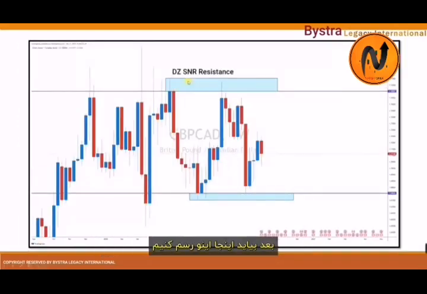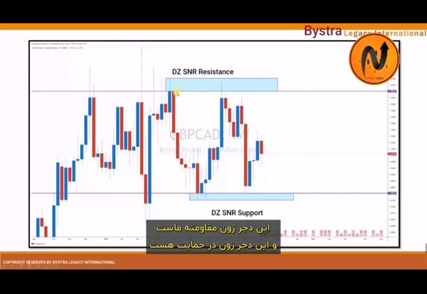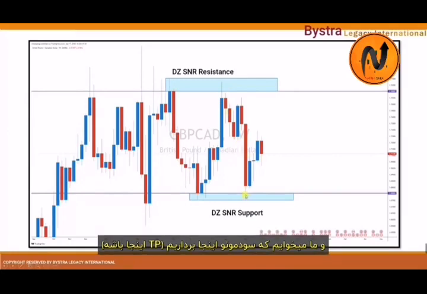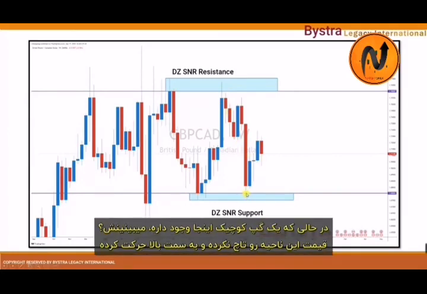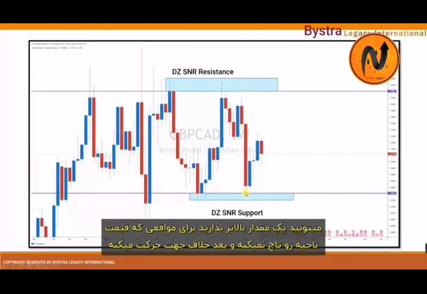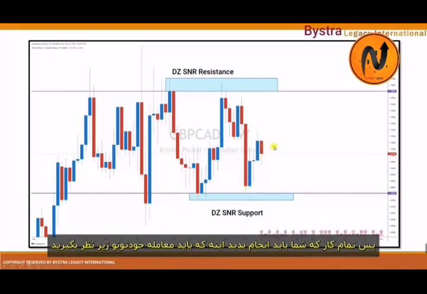Next, let's draw this. This is our danger zone SNR on the resistance, and this is the danger zone SNR on the support. As you can see, price went up and reacted from the danger zone SNR resistance, and we want to take profit in this area. However, there is a small gap here. See, price hasn't touched this area and continued upwards. So in this case, you don't have to set your take profit here. You can set it slightly above, just in case price did not touch this zone and then continues in the opposite direction. So what you have to do is just monitor your trade.